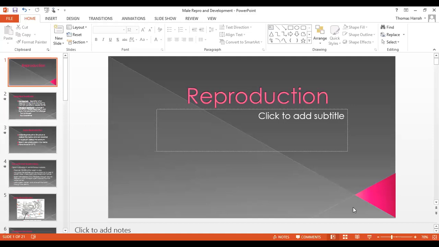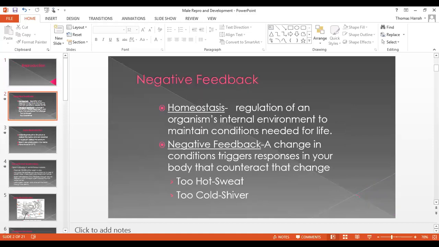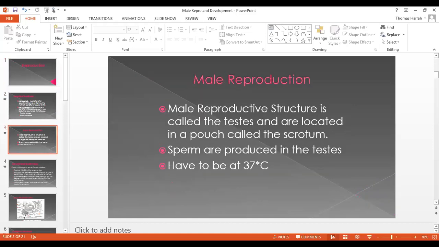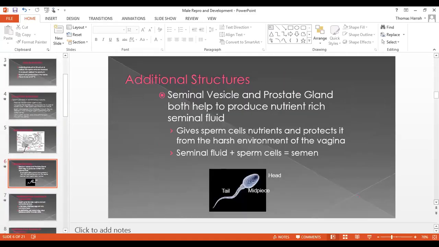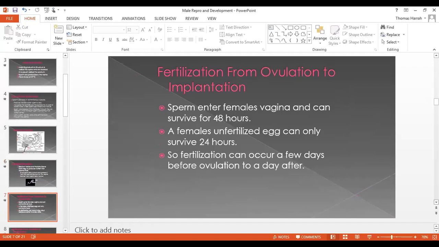Let's go over the reproduction notes. We're not going to go over the male reproductive system this week, so I'm going to skip past some of the first slides on the male reproductive system. This week, we're going to go over the female reproductive system. So I'm going to skip past, and we're going to start here where it starts talking about ovulation and fertilization. All right, we'll go back and do the male part next week.